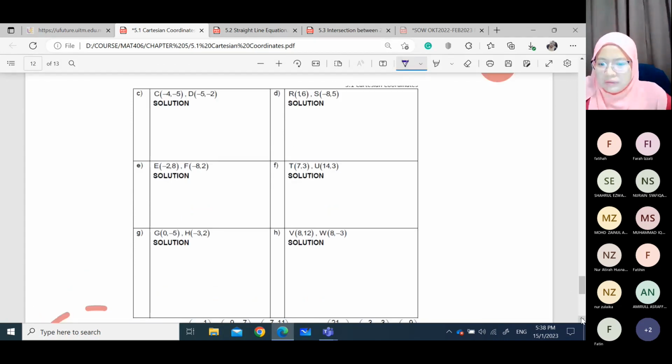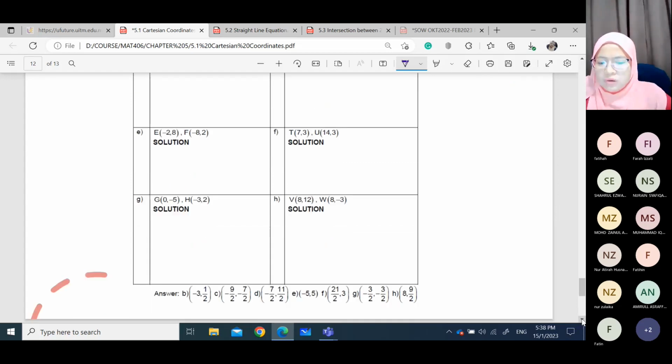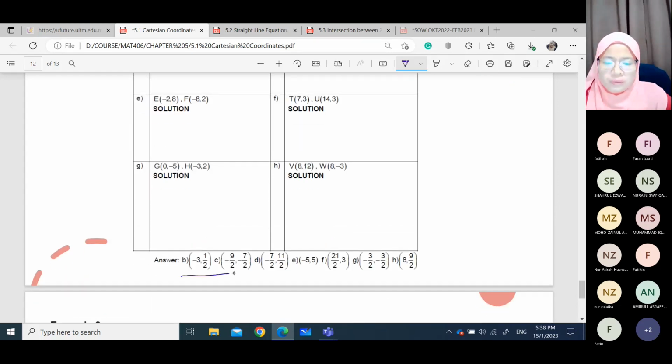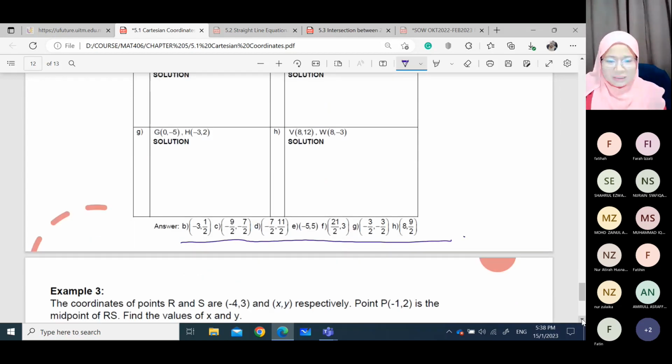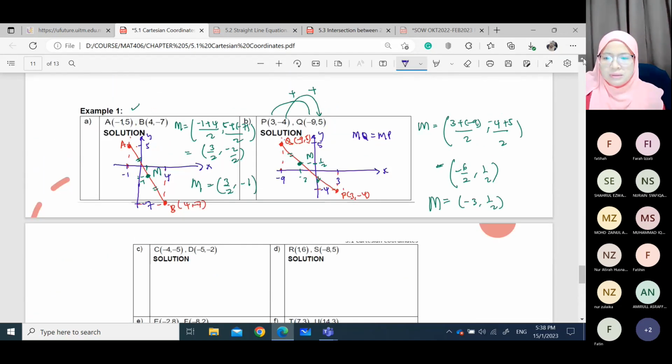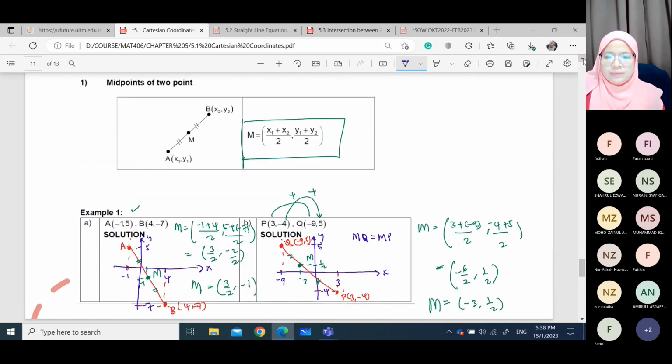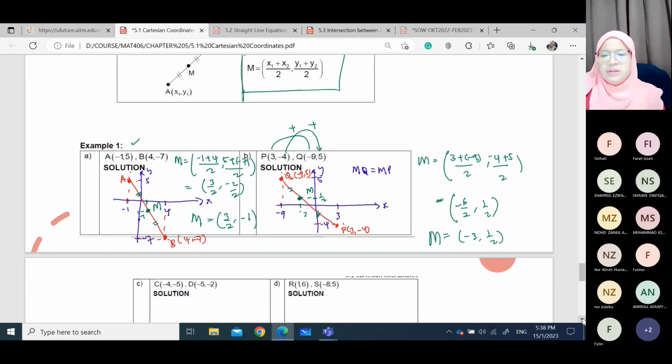Okay, C, D, E, F, G, H. So kita ada jawapan dekat bawah ni. So you boleh tengok jawapan dia. Alright, boleh? Ada soalan tak untuk midpoint? Any question?